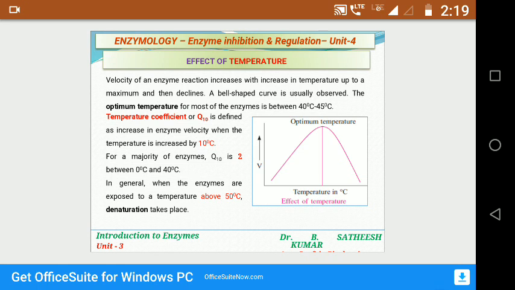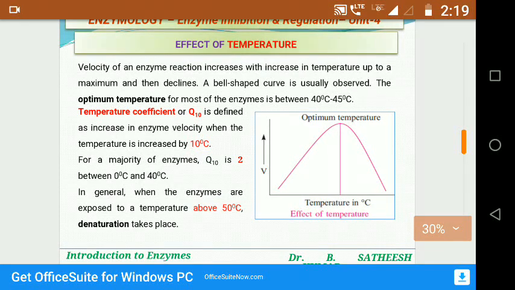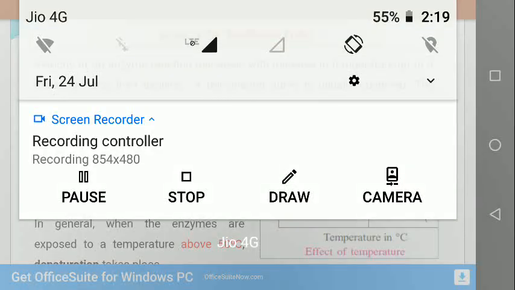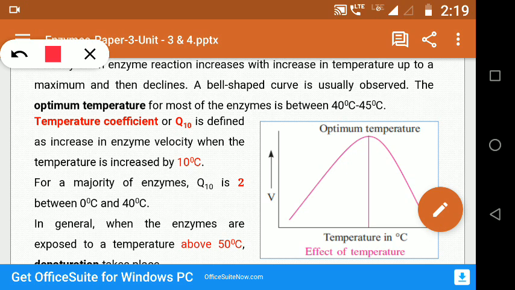In that temperature range only, the enzyme will be more active. Beyond that or below that, the enzyme activity is less. Therefore, the curve will be bell shaped. When we study the effect of temperature on enzyme activity, we will have this bell-shaped curve. On the x-axis we are using temperature in degrees centigrade.